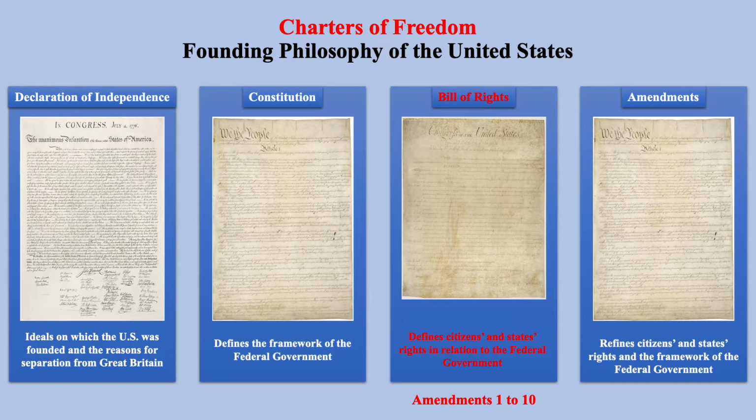The 4 Charters of American Freedom are the Declaration of Independence, the Constitution, the Bill of Rights, and the amendments to the Constitution. We discussed the Declaration of Independence and the Constitution in previous presentations, and in this presentation we will discuss the 3rd Charter of Freedom, which is the Bill of Rights. So let's begin.